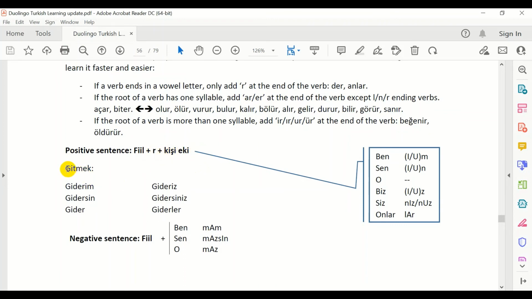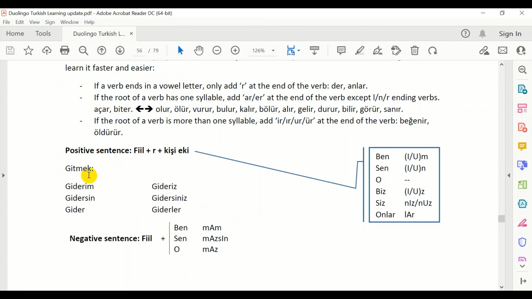For example, gitmek. So see, gitmek is one syllable, and we add one of these two suffixes, considering the vowel harmony. So here it becomes giderim. It means I go. Now you know why this te is changed to de.